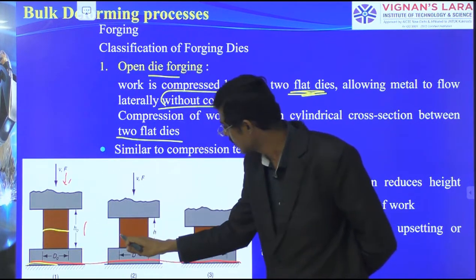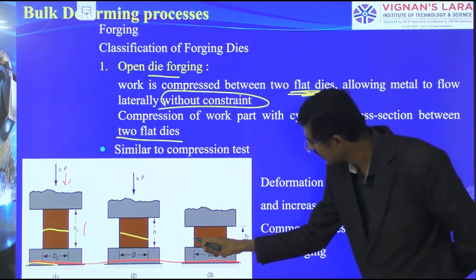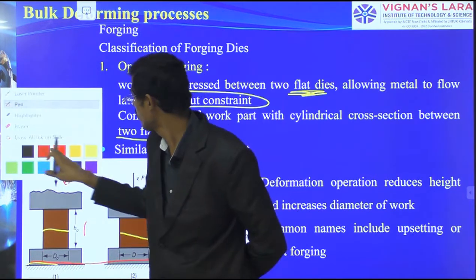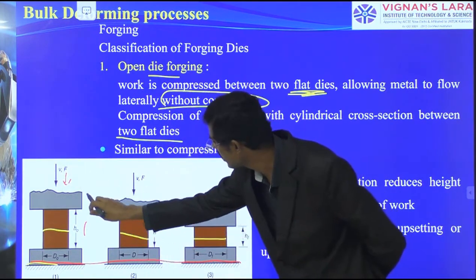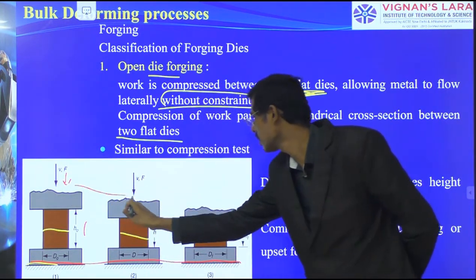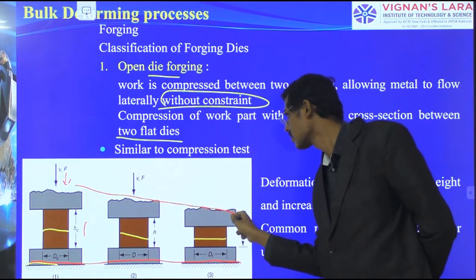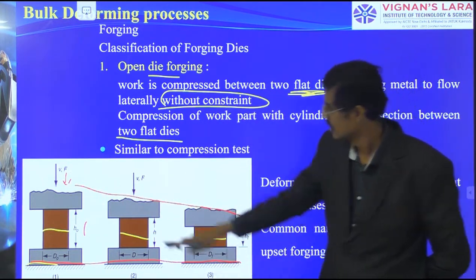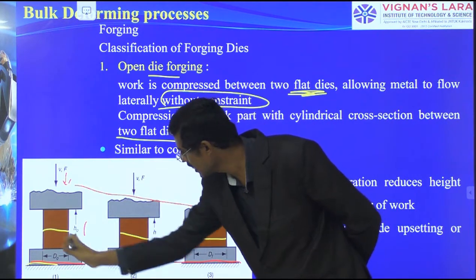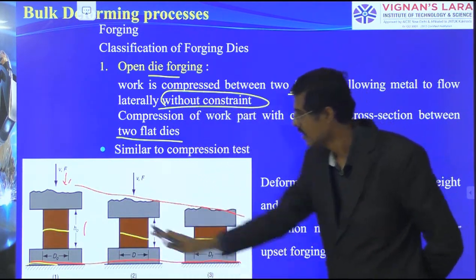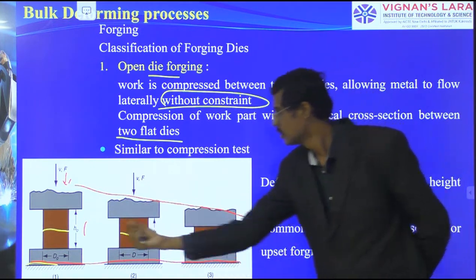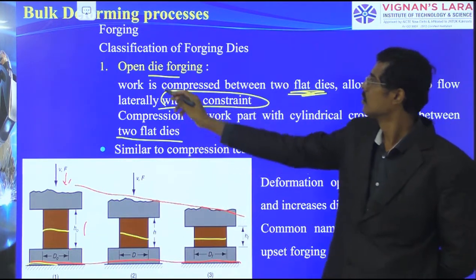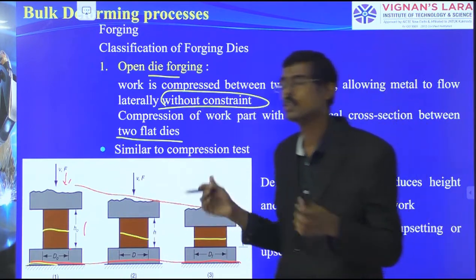This thickness is getting wider, and again it is getting wider. But what happens to the height? From here, it keeps on reducing. When the force is applied, it keeps on reducing. In open die, width is going to increase and height is reduced. In such a way, this open die forging will be useful.